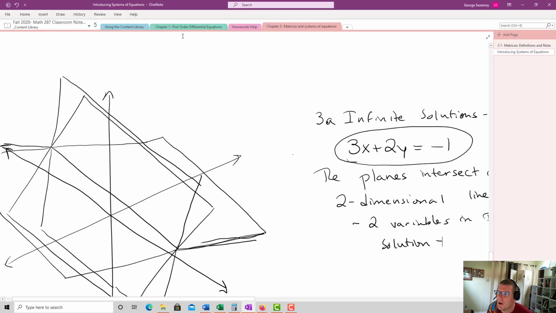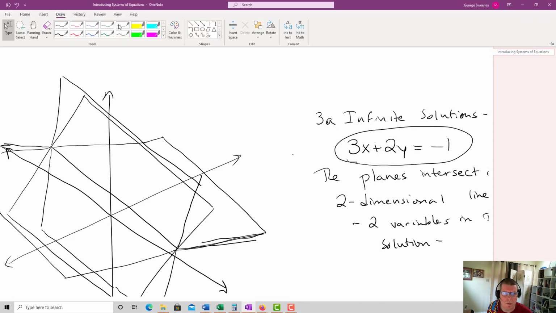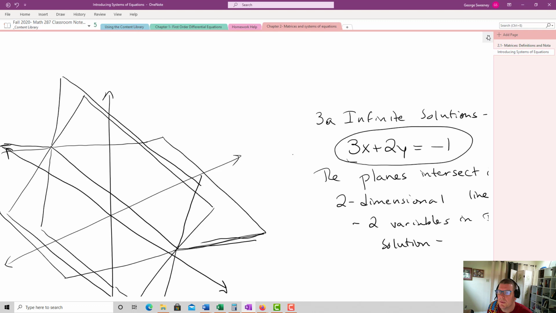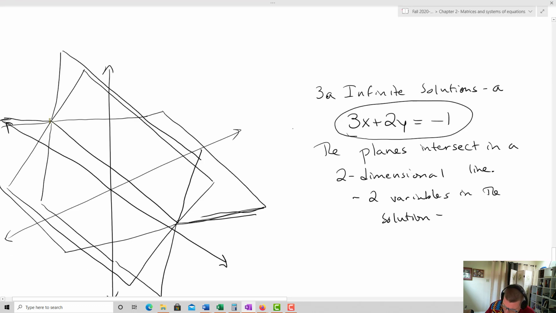Now, let's mark what this looks like on the actual page. So we'll highlight that. And you can see right here, this is the intersection of those 3 different planes, okay? And that ends up being the solution to this system of equations.